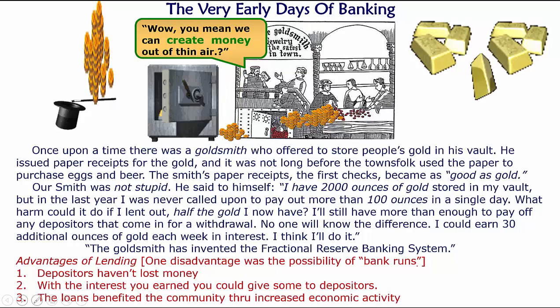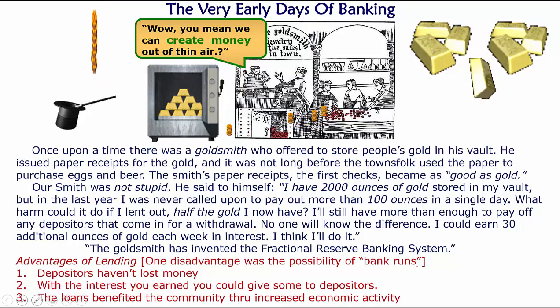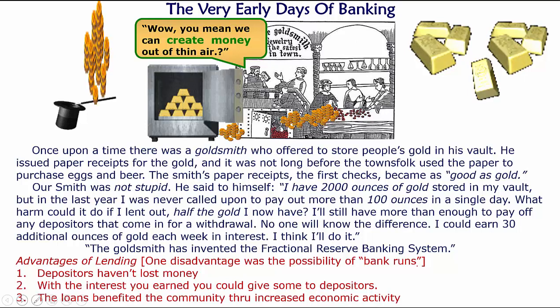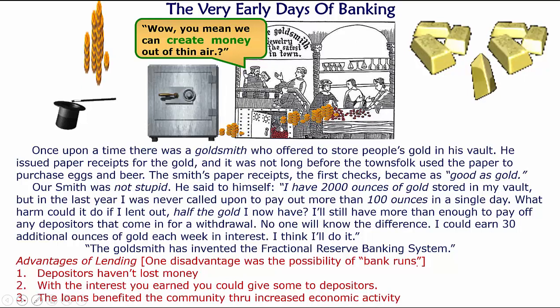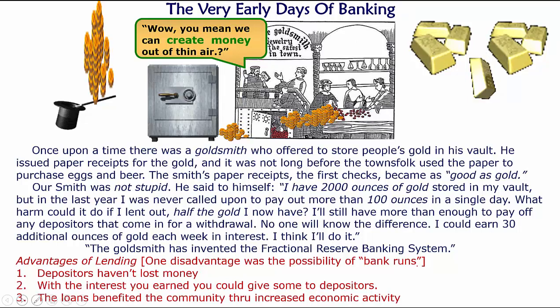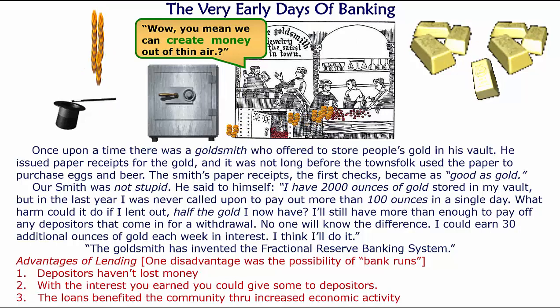All right, our smith was not stupid. He said to himself, I have 2,000 ounces of gold stored in my vault, but in the last year I was never called upon to pay out more than 100 ounces in a single day. What harm could it do if I lent out, say, half the gold I now have? I'll still have more than enough to pay off any depositors that come in for a withdrawal. No one will know the difference.